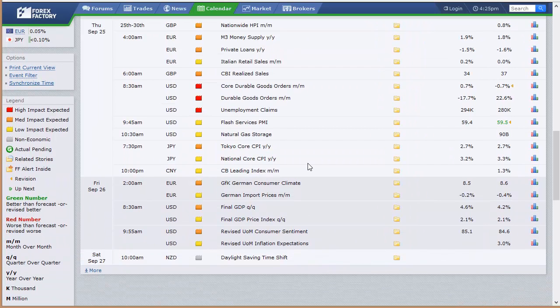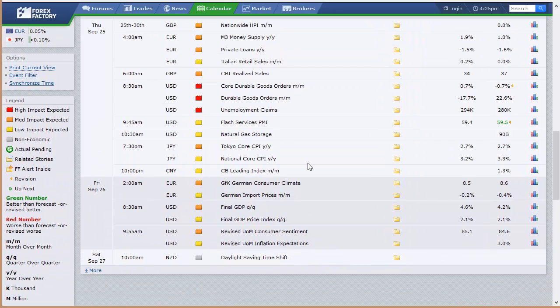Friday looks a little light. We've got German consumer climate, German import prices. The final look at second quarter GDP out of the U.S. That's not an important number. And revised University of Michigan sentiment.